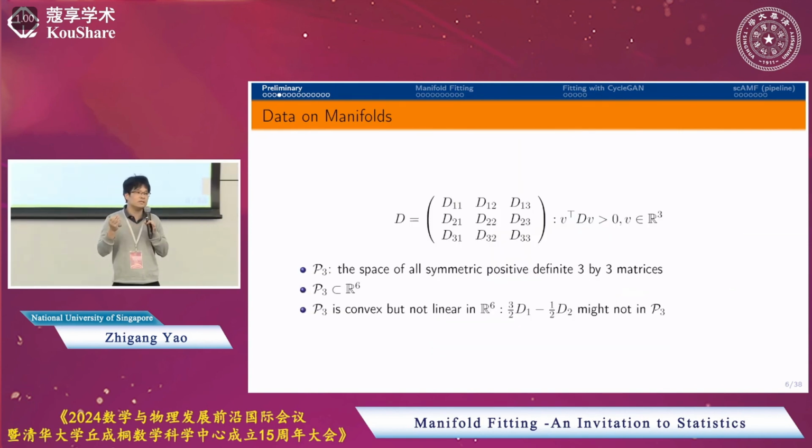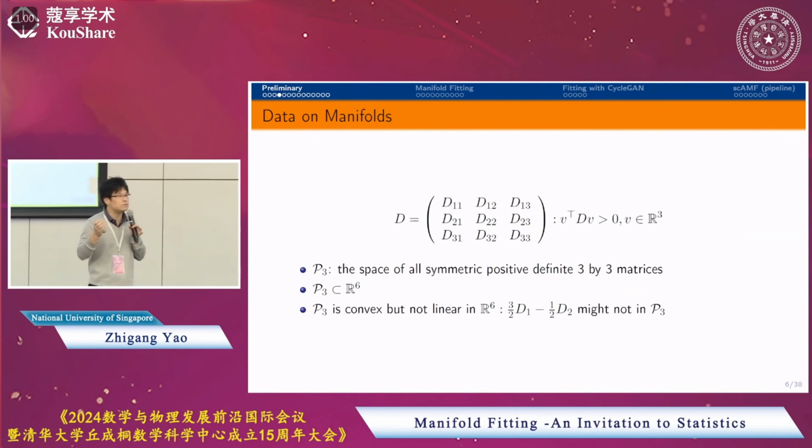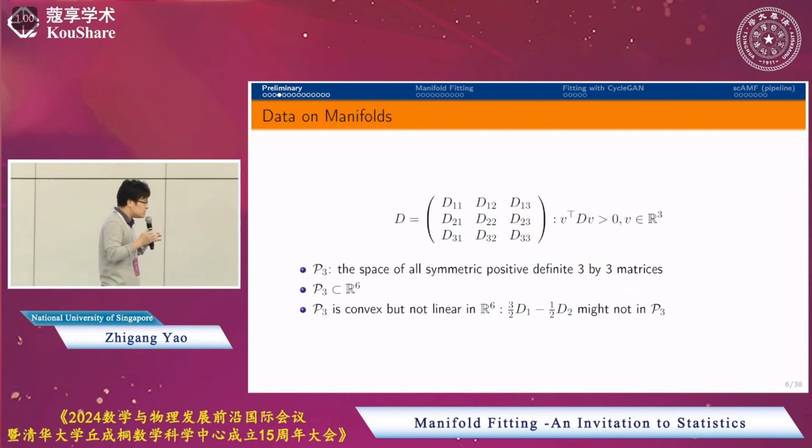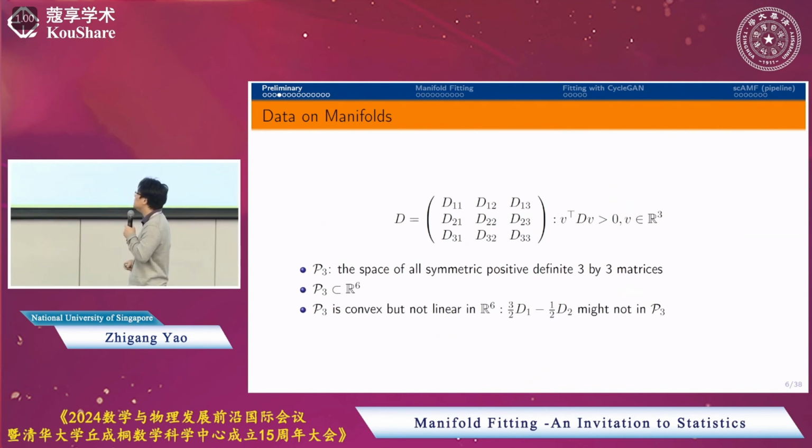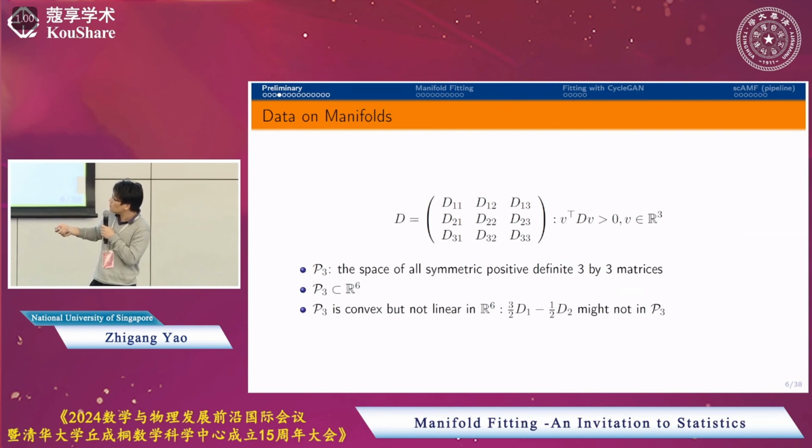This is a very simple example. If we're dealing with, let's say, a 3 by 3 covariance matrix, it's just a covariance matrix. It's PSD, so it's 9-dimensional. That's how people actually treat the matrix in computer science. So if I let P3 be the space of all PSD matrices, we can reduce P3 to R6, because D12 and D21 are equal, and D23 and D32 are also equal. But R6 is still too big.